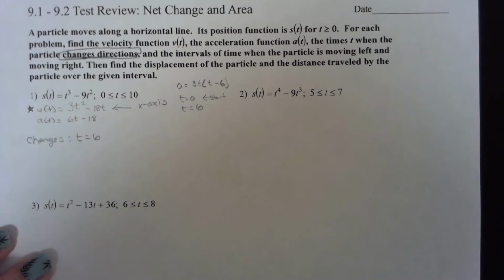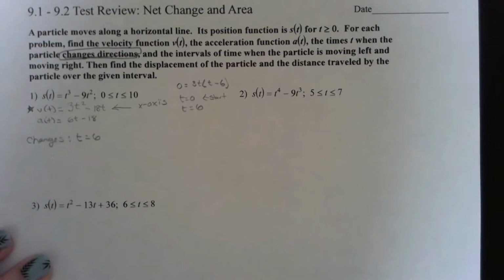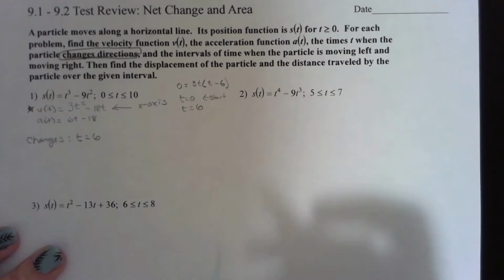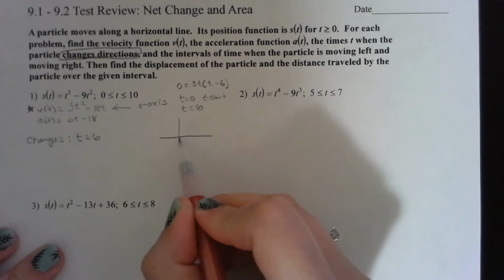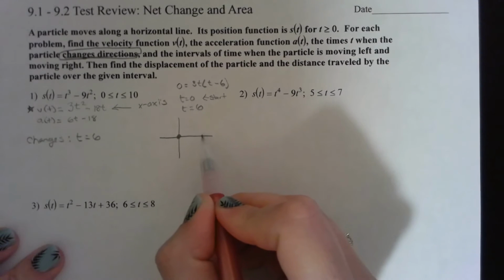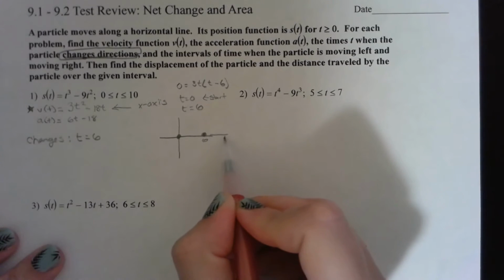Okay, then we're going to look at where it's above and where it's below the x-axis. So if we did a little sketch of this graph, we already know we have an x-intercept at 0 and an x-intercept over here at 6, and we're really going all the way out here to 10.